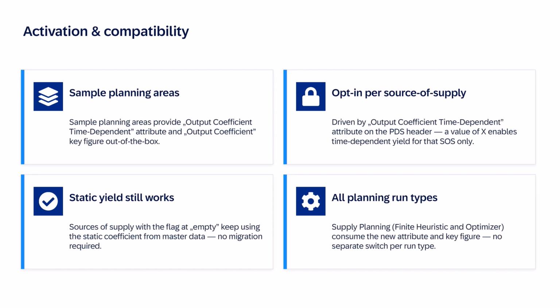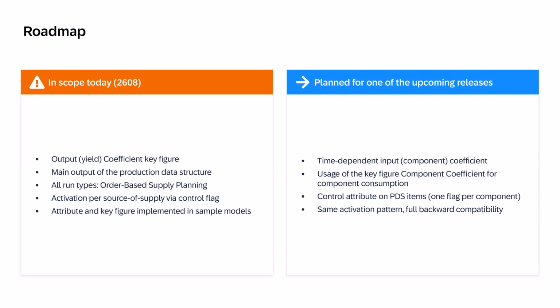Time-dependent yield works for the order-based supply planning run you already use. The SAP IBP2 sample planning area ships the new key figure out of the box, so you can try it without any modeling work. Static yields keep working untouched, so you can roll this out one source of supply at a time. In 2608, time dependency lands on the main output of a production data structure, the yield side.